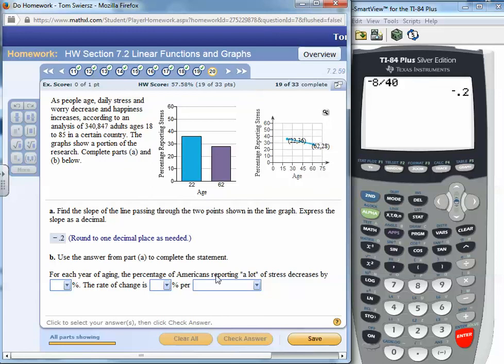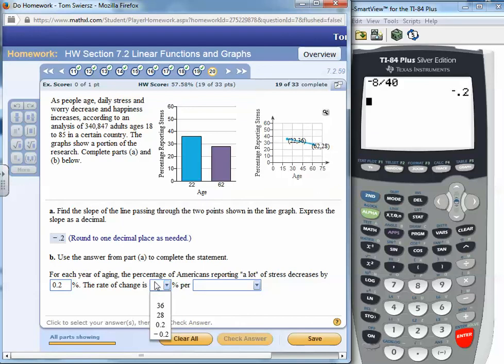Okay, use your answer from Part A to complete the statement. For each year of aging, the percentage of Americans reporting a lot of stress decreases by what? 0.2, right? Decreasing, you just say the sign is positive, because decreasing means you know you're going down. That's what the slope means, rate of change. So the rate of change is now what?